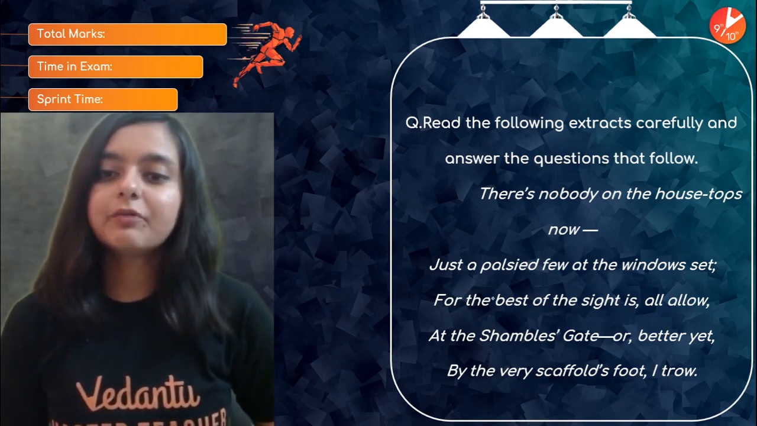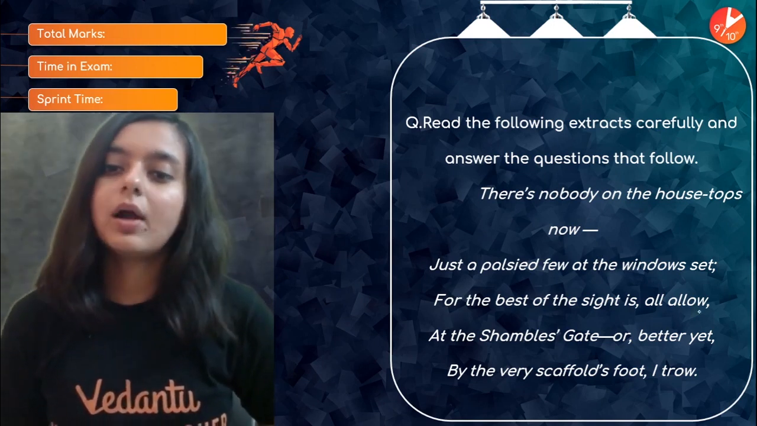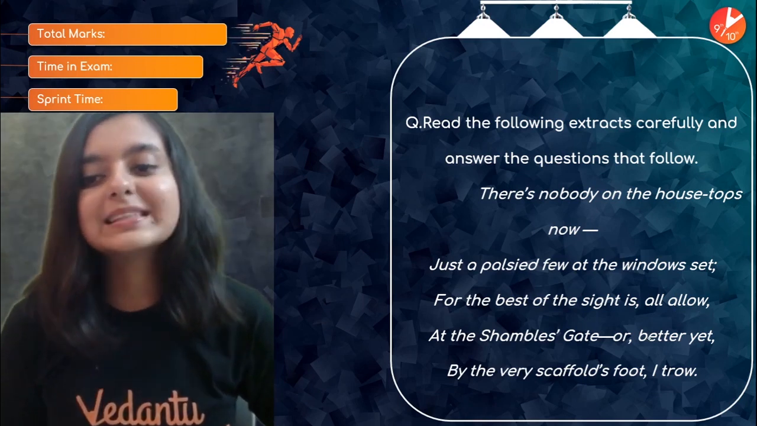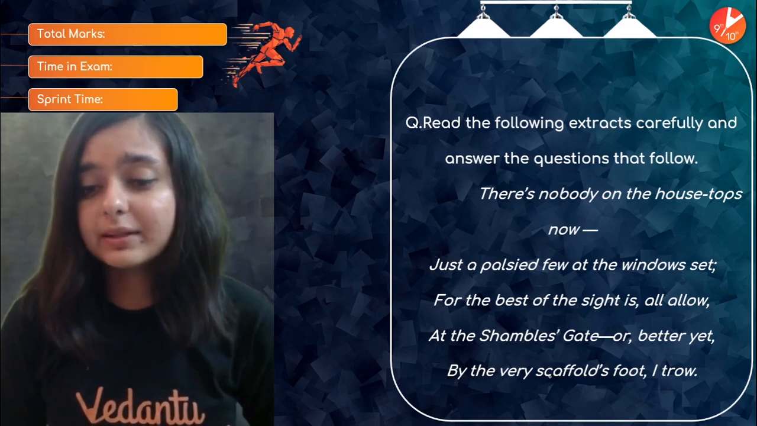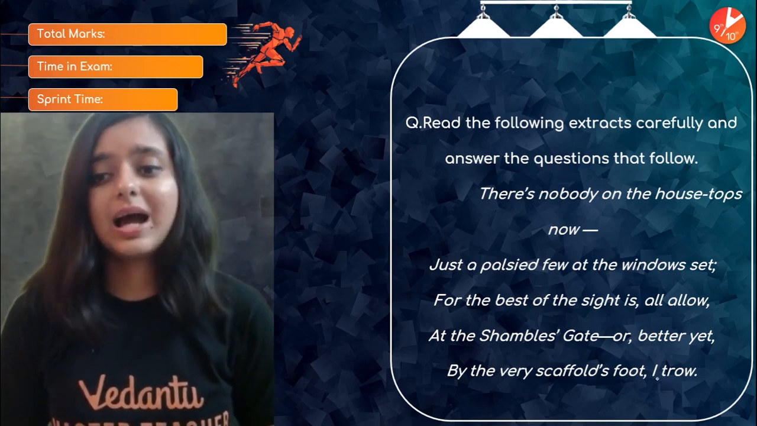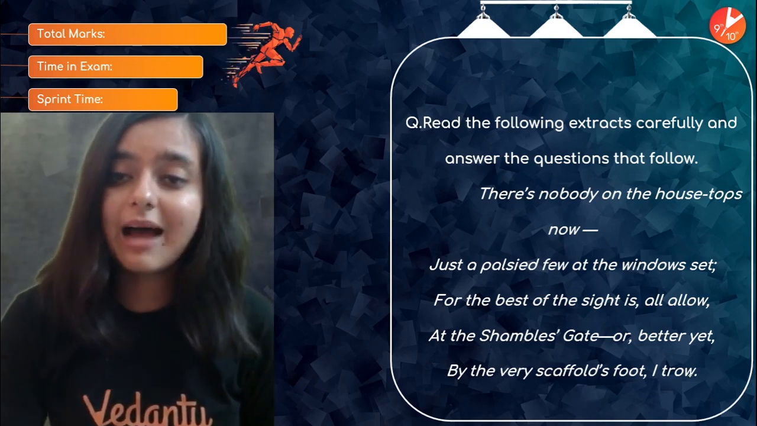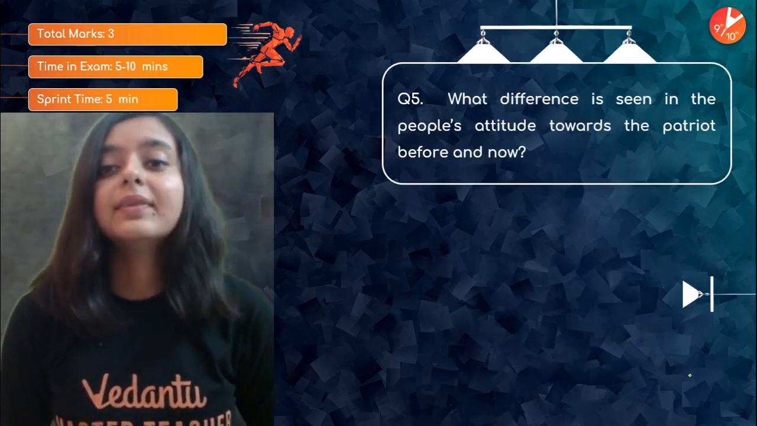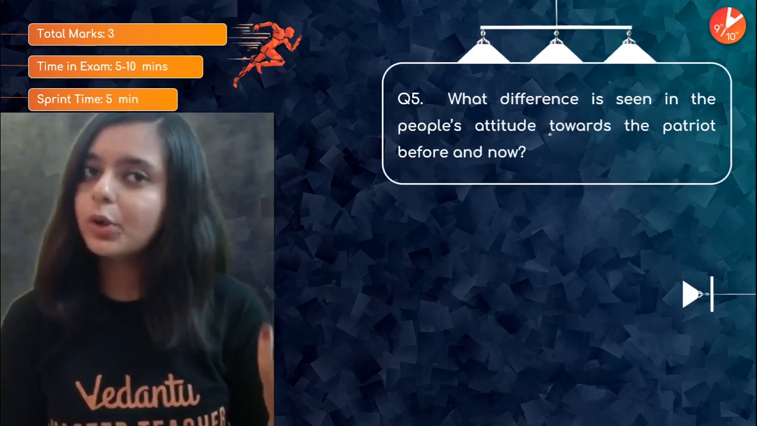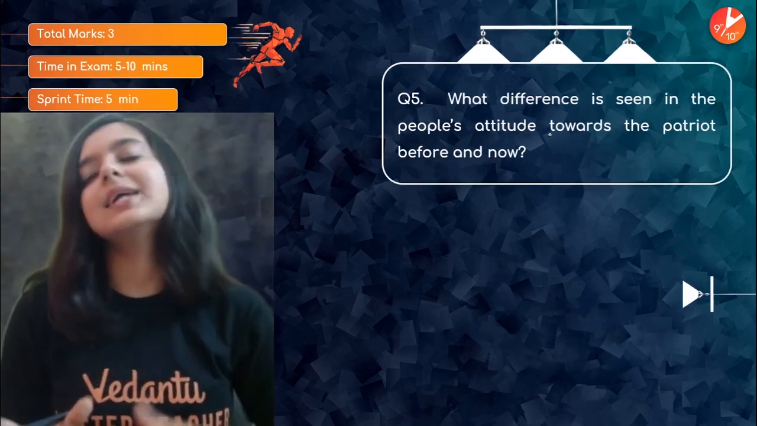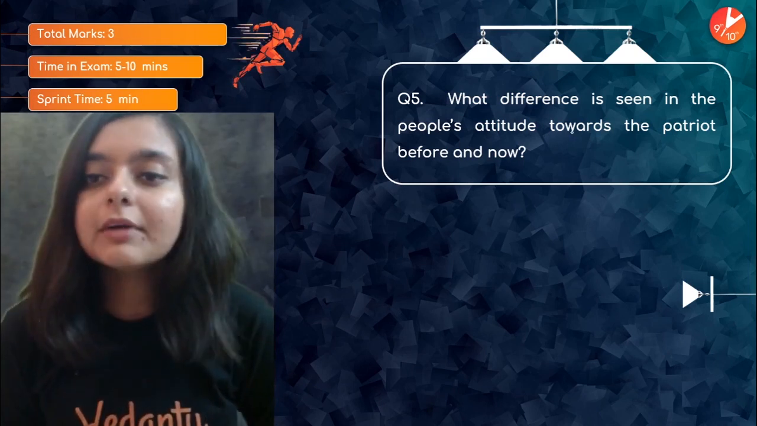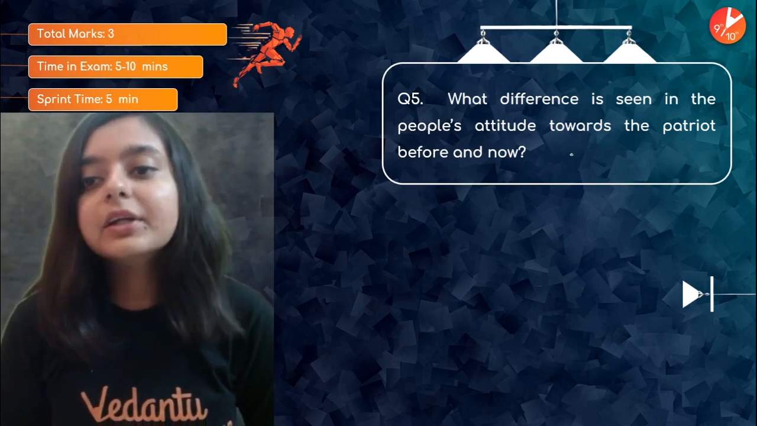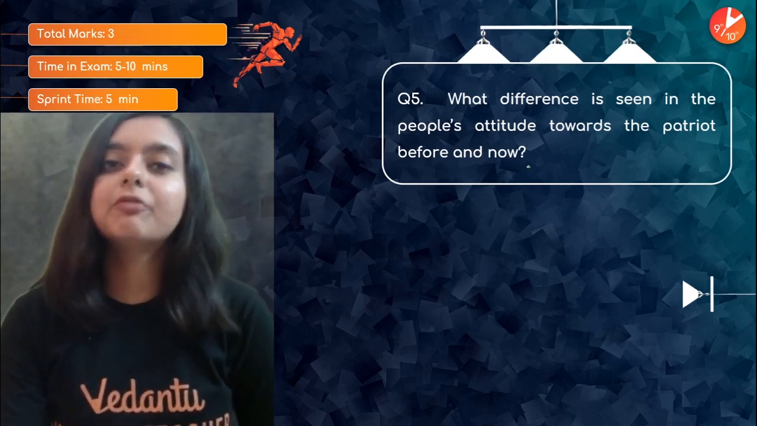At the window set for the best of the sight, all allow at the shambles gate, or better yet, by the very scaffold's foot, I trow. So let us have a look at the question. The difference, what difference is seen? As I told you, the last stanza and the first stanza both can ask you the difference. Okay, so what difference is seen in the people's attitude towards the patriot before and now?